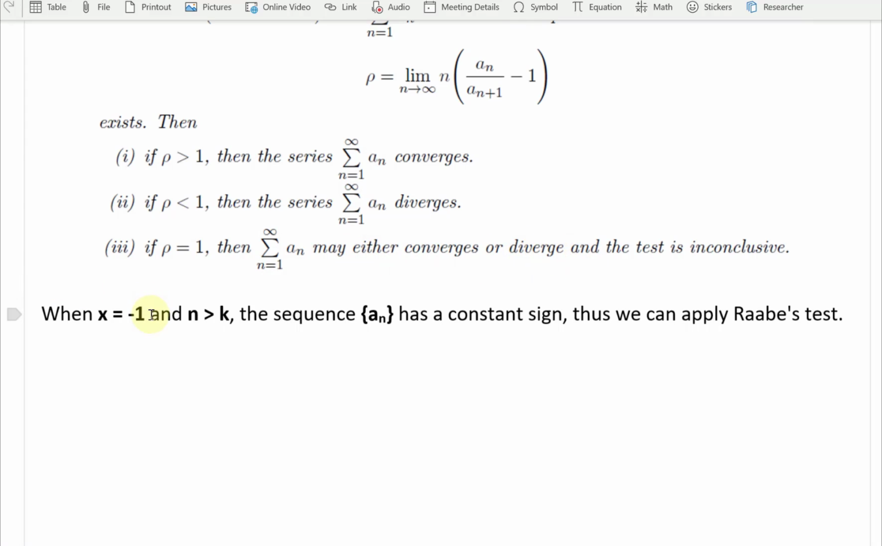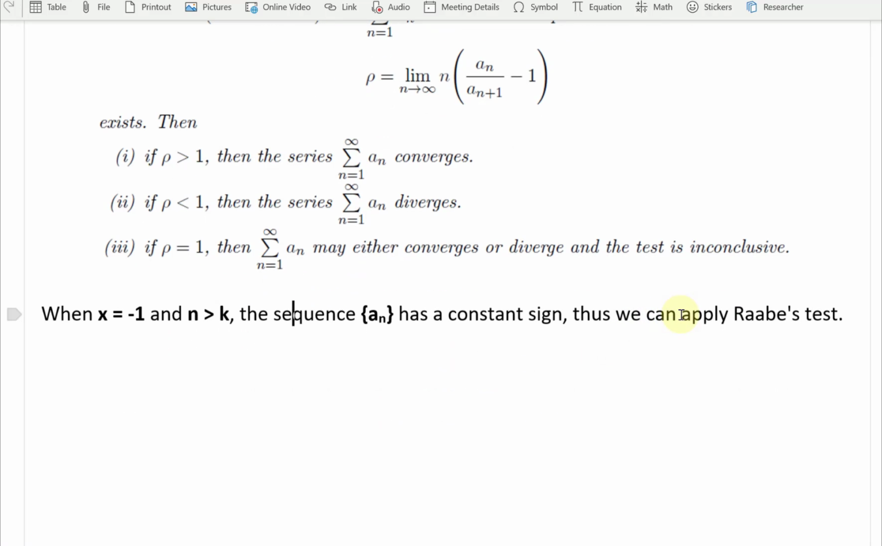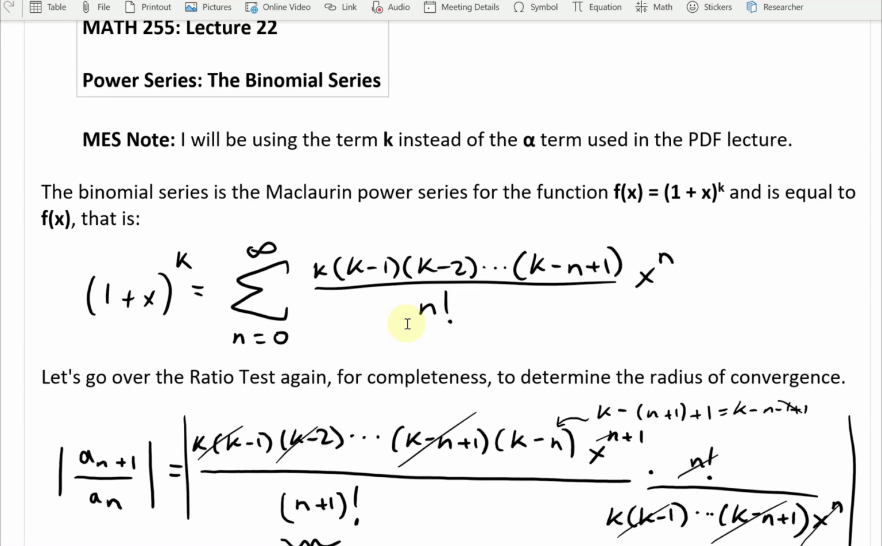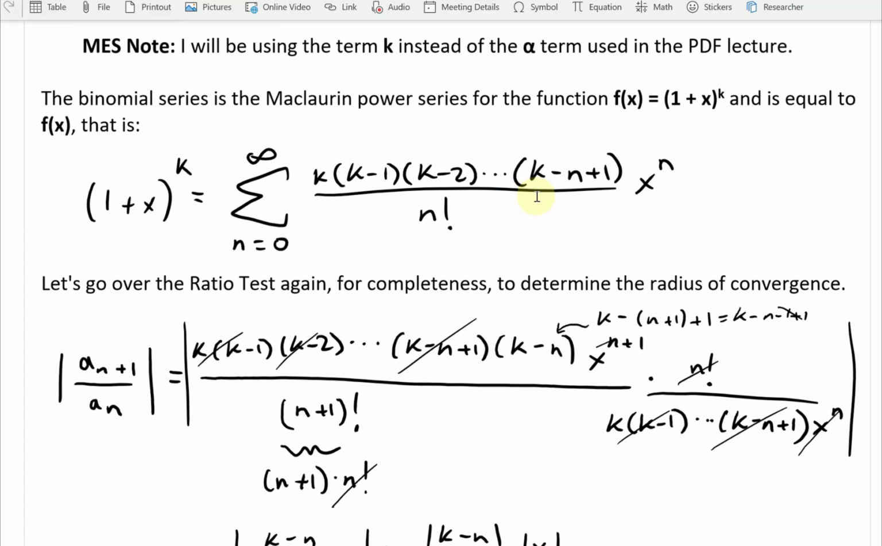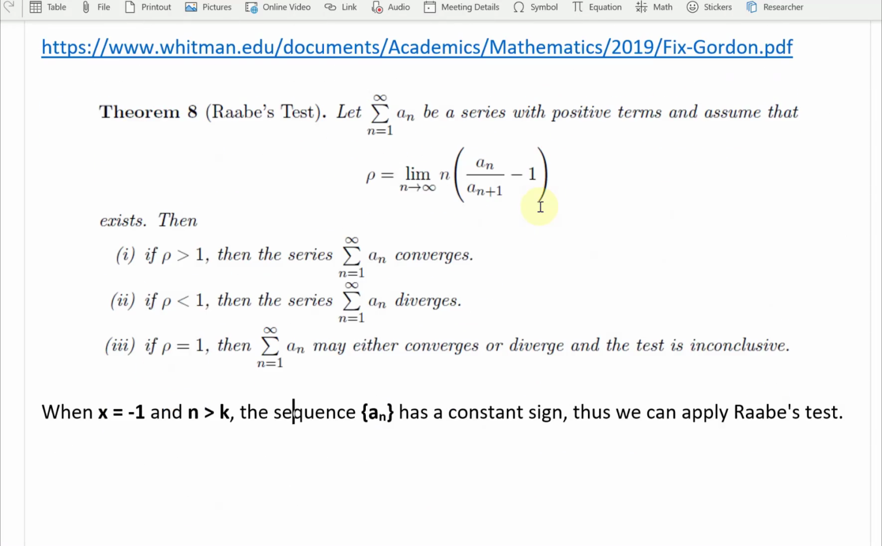Now in our case, when x is equal to negative 1 and n is greater than k, the sequence has a constant sign, thus we can apply Raabe's test. What I mean by that is, if we scroll up to here, we have a negative 1 there, and x is going to alternate between negative 1 and positive 1 depending on whether the power is odd or even. But when n is greater than k, you eventually have the same constant sign.